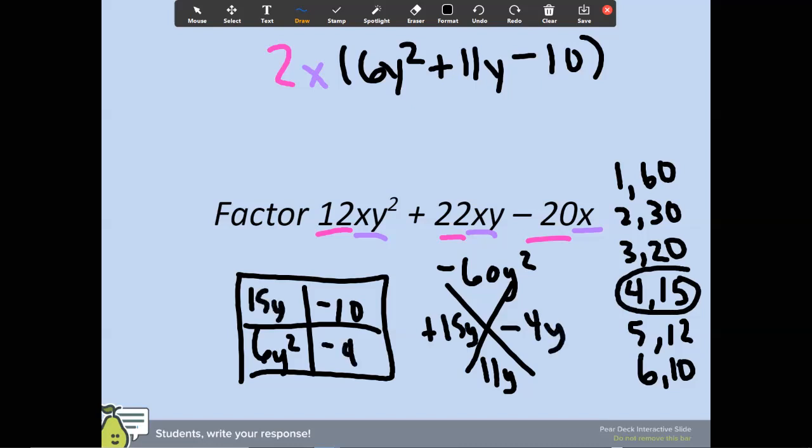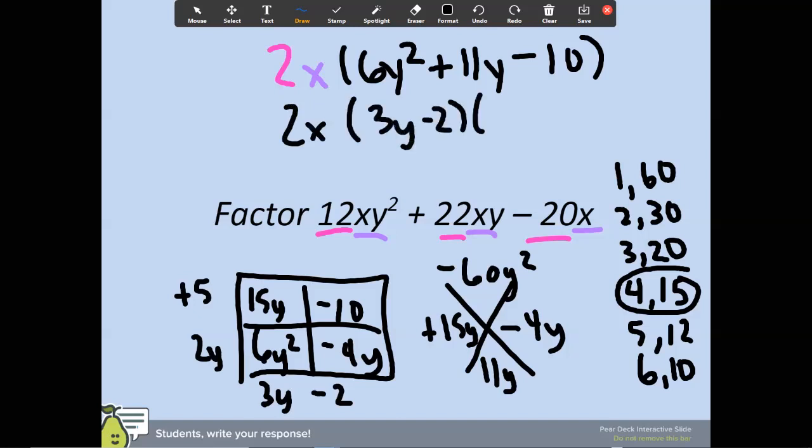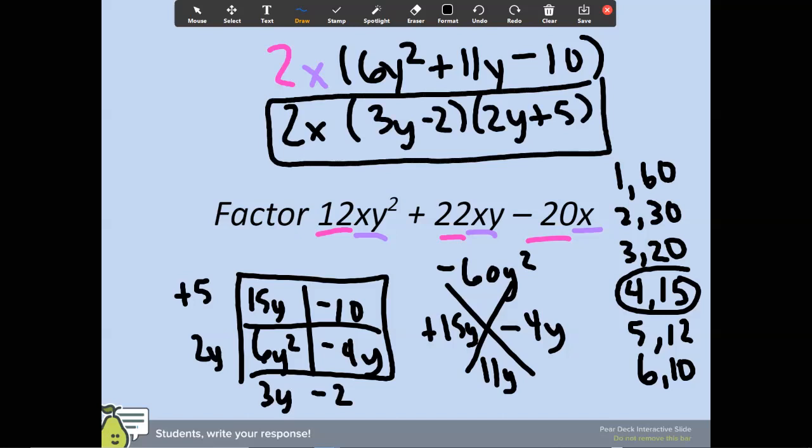15y, negative 4y. And then when I'm focused on my 6y squared, this could be a 6 and a 1 or a 2 and a 3. Seeing a 15 and a 4, it definitely is not a 6 and a 1. Okay, so it is going to be a 3 down here, a 2 here, minus 2, plus 5. So now my final answer: 2x times 3y minus 2 and 2y plus 5. That is my final answer.